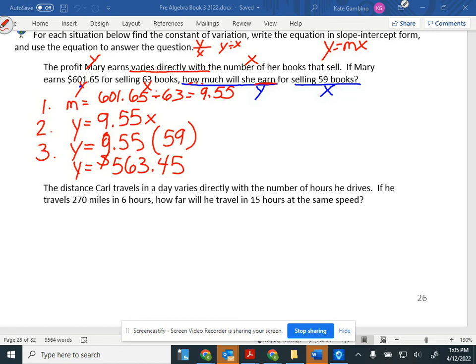So it's really important that not only do you label your y and your x at the beginning, but look at the question it's asking. What's the y? What's the x? What am I filling into my equation and what am I solving for? What do you want to ask? So why can't you just do 601.65 divided by 63 and then multiply by 59? Well, that is what we're doing. But why do I want us to put it into the 3 steps?